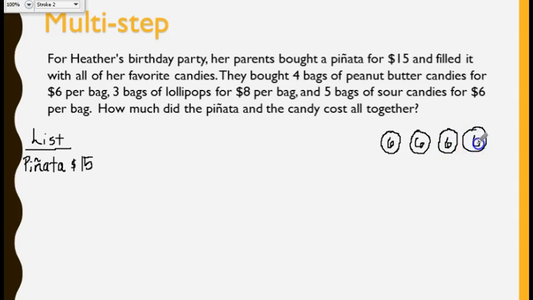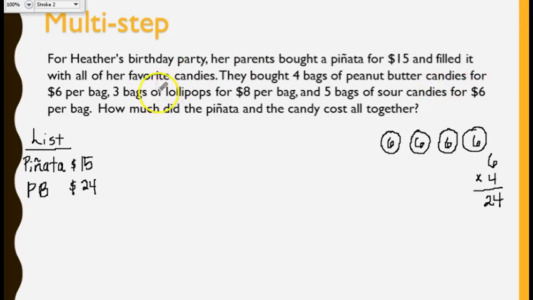Okay, so I could either add 6 4 times or I could multiply. If you know your multiplication facts, that number will pop in your mind. Okay, so now I need peanut butter candies, and that's going to be 24.